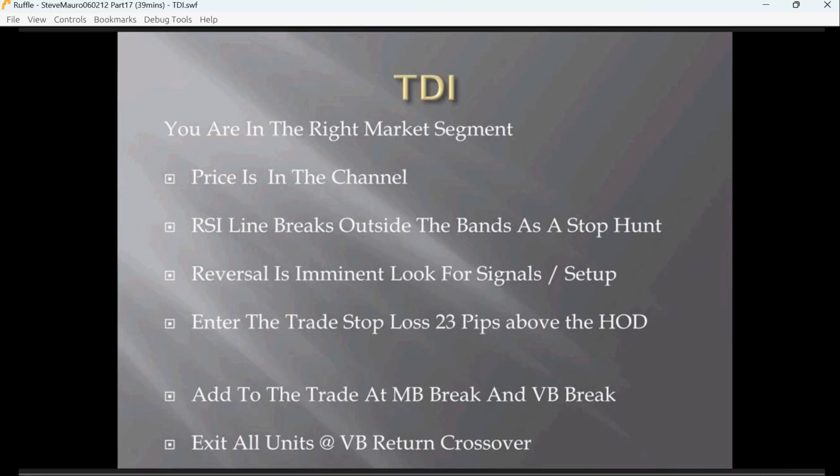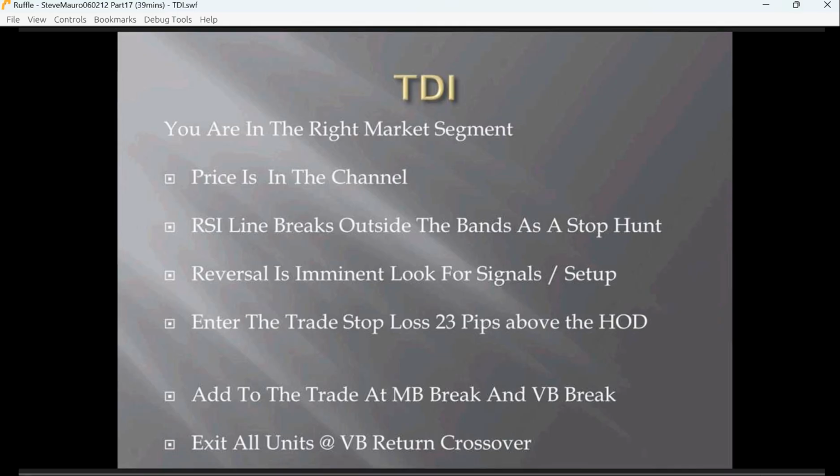Price is in the channel, Asian range. The RSI line breaks outside the bands as a stop hunt. We know this is part of the cycle. The reversal's imminent. I look for the signals in the setup. I enter the trade. I price my stop loss because I'm lazy: 23 pips above the HOD.